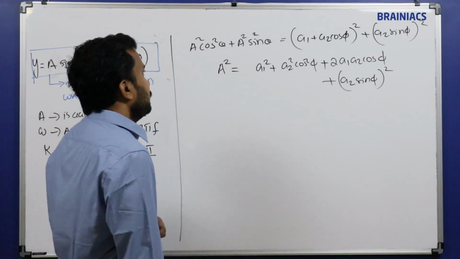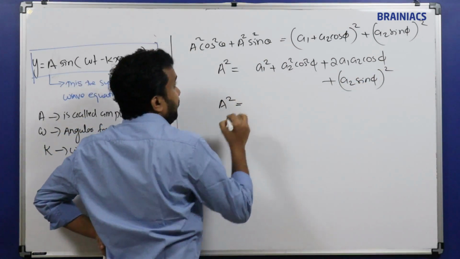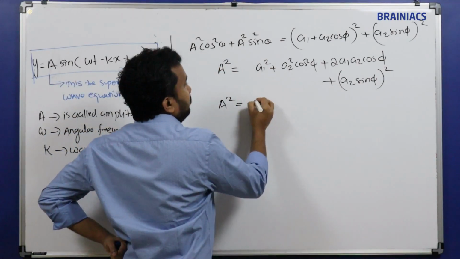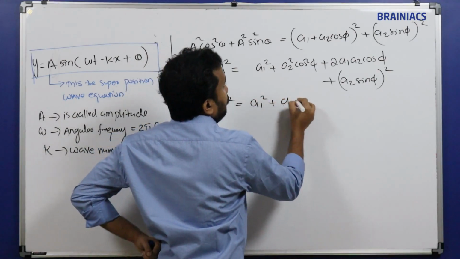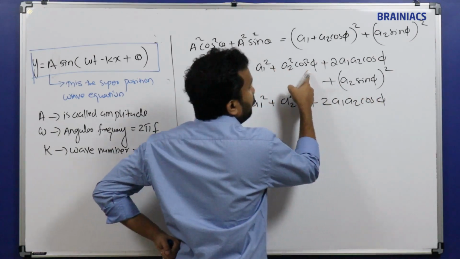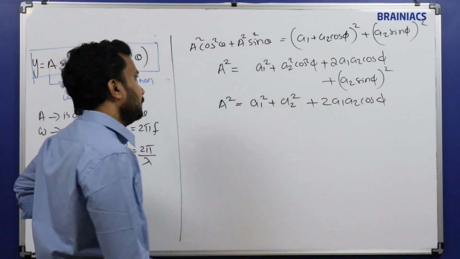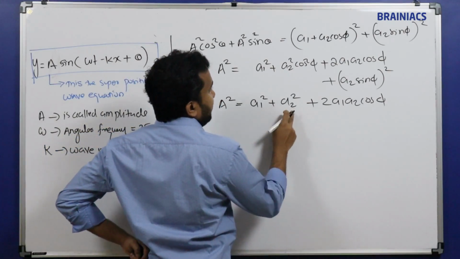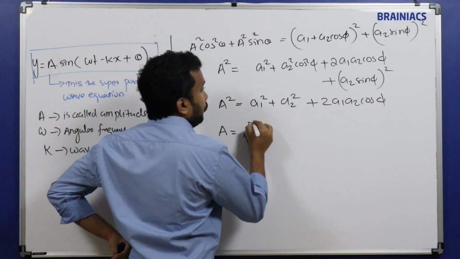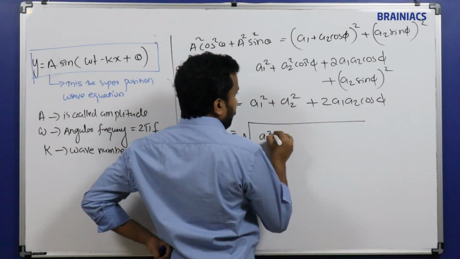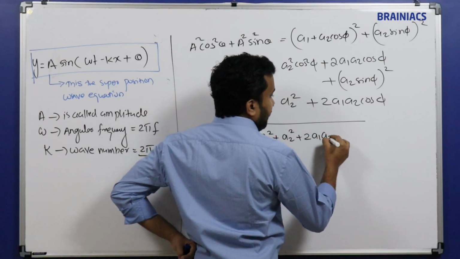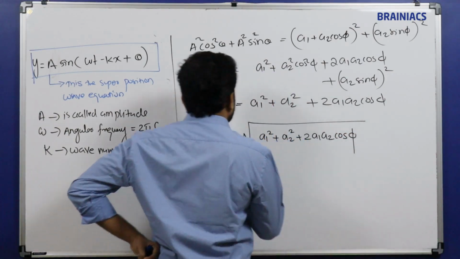Okay, so let's take capital A square, the amplitude squared. See, A2 square cos square phi and A2 square sin square phi together will become A2 square, plus 2 A1 A2 cos phi, because sin square phi plus cos square phi is 1. So A square equals A1 square plus A2 square plus 2 A1 A2 cos phi. Amplitude A equals root of A1 square plus A2 square plus 2 A1 A2 cos phi. This is important.